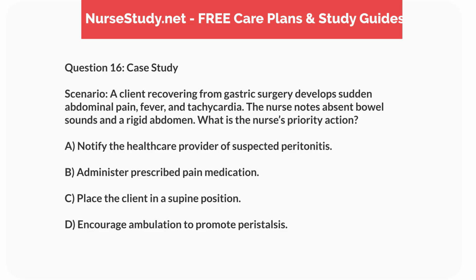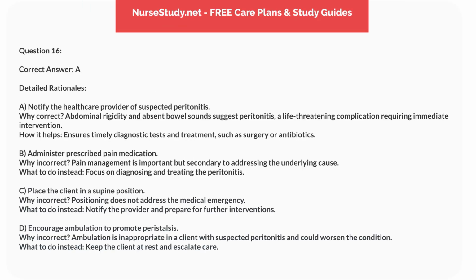A. Notify the healthcare provider of suspected peritonitis. B. Administer prescribed pain medication. C. Place the client in a supine position. D. Encourage ambulation to promote peristalsis. Correct answer: A. Detailed rationales.